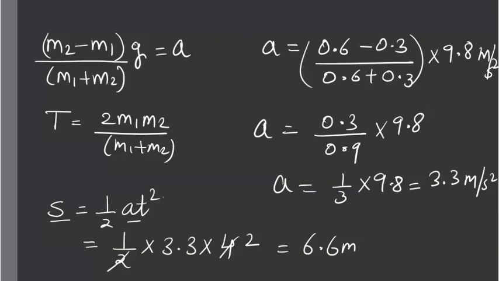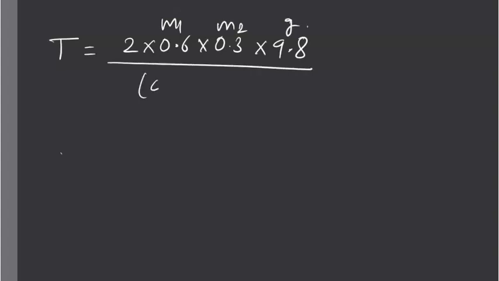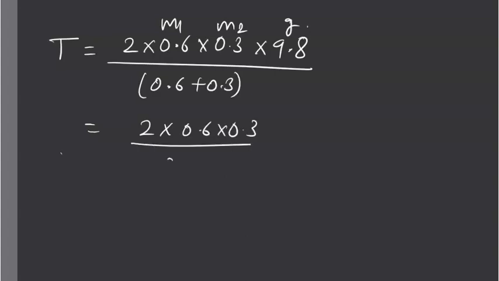Now the second question is to find the tension in the string. So how to find the tension in the string? Again, we have the formula, that is this one. If you substitute, T is equal to 2 into 0.6 into 0.3 into 9.8, where this is the value of m1, this is the value of m2, and this is the value of g, divided by m1 plus m2. So we will get 2 into 0.6 into 0.3 divided by 0.9 into 9.8.